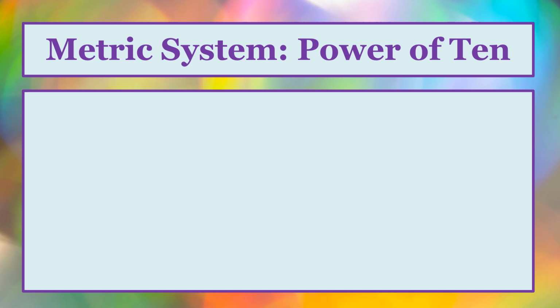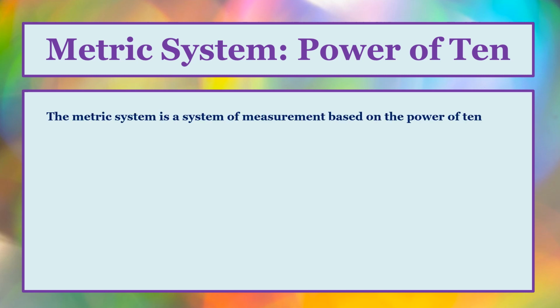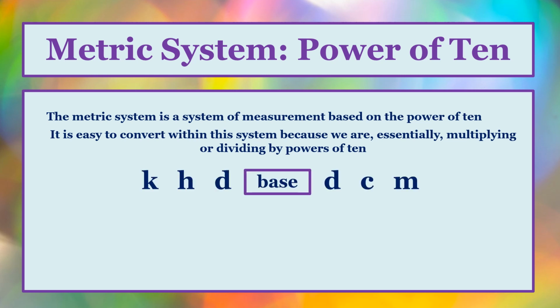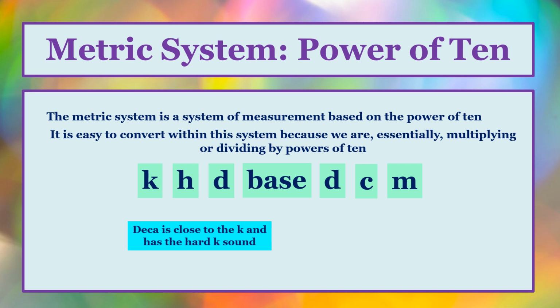As we've mentioned, the metric system is based on powers of 10. Because it's based on powers of 10, it's easy to convert within this system because we are essentially multiplying or dividing by powers of 10. So this will be the metric system. We're going to have the section in the middle be our base. So you can have kilo, hecto, deca. We have our base, deci, centi, and milli.